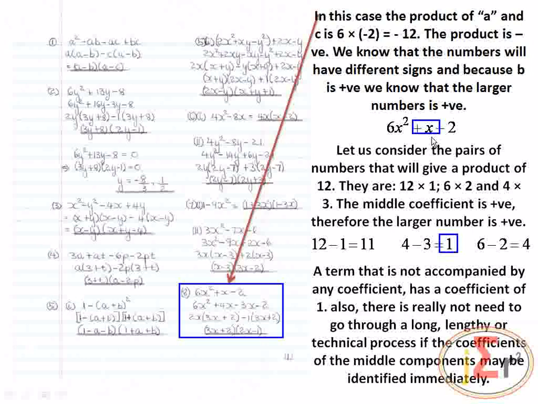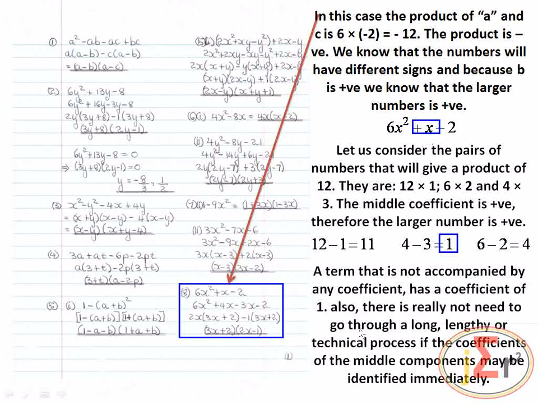A term that is not accompanied by any coefficient, as we have right here, we know that the coefficient is 1. Also, there is really no need to go through a long, lengthy, or technical process if the coefficients of the middle components may be identified immediately. So, no need to go through the entire length of the system if we can just look at it and identify the two component coefficients of the middle term.